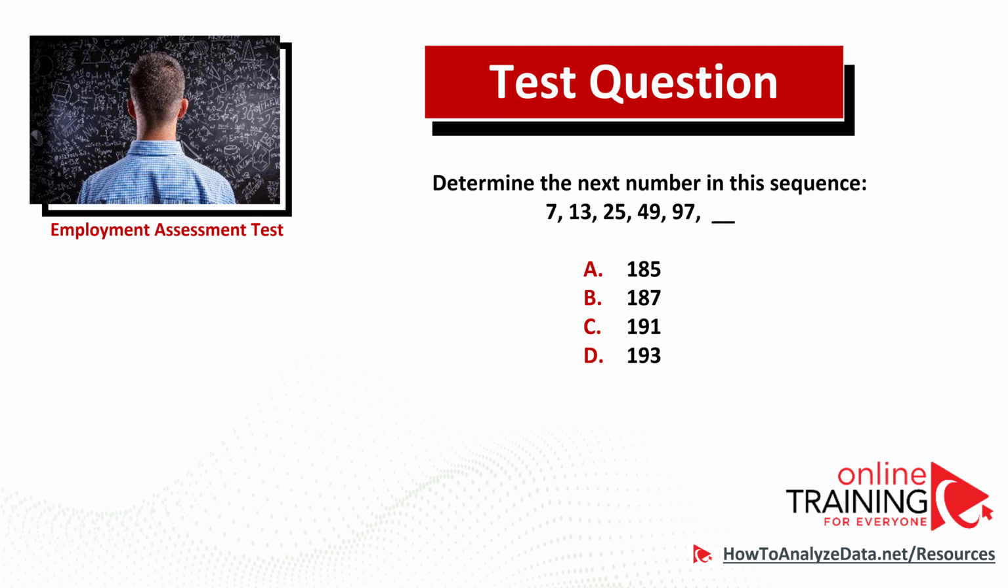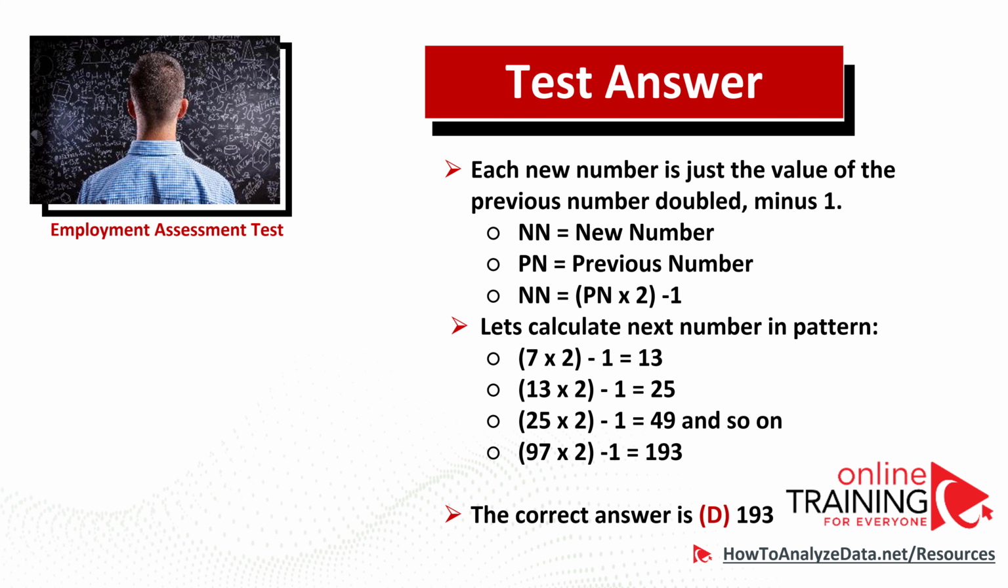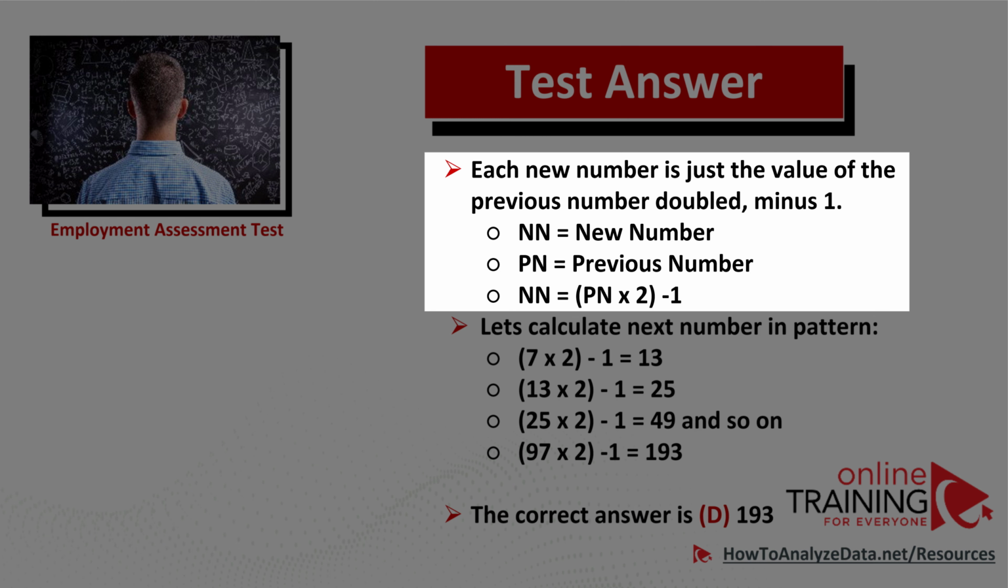Do you think you discovered the answer? Let's see if we can come up with the solution together. Sometimes the solution is not obvious, but in case of every pattern, there is a formula behind it. Let's look at the formula for this particular pattern, in which we will have NN as a new number, PN as a previous number, and then calculating new number, we will use formula previous number multiplied by 2 minus 1.